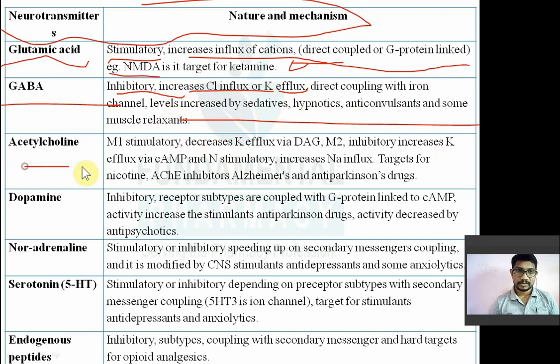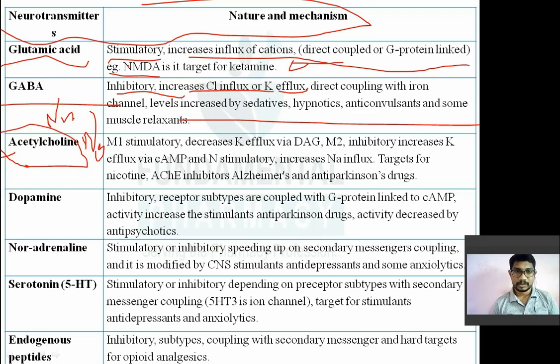And the next one is acetylcholine. It is the neurotransmitter for the cholinergic system. Its receptors are the muscarinic receptor and the nicotinic receptor. Muscarinic receptors are M1, M2, M3, and nicotinic receptors are NN and NM. Out of these receptors, some are stimulatory and some are inhibitory.